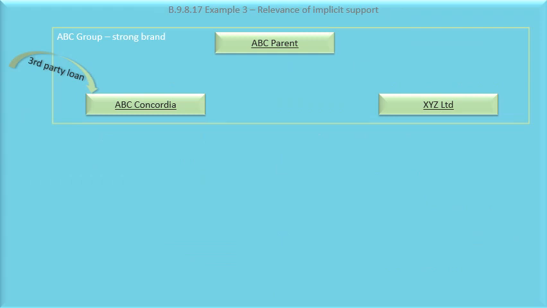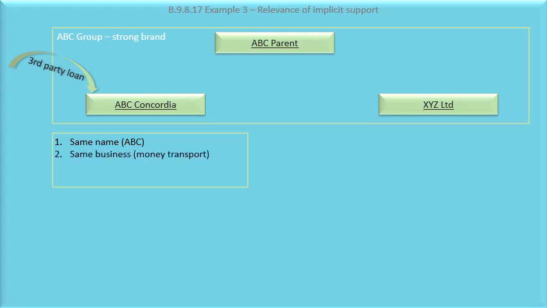The next UN example, we have a group called the ABC Group. They are in money transport and they've got a very well-established, strong brand. You've got ABC Parent, ABC Concordia, and XYZ Limited. Now, ABC Concordia has a third-party loan, and ABC Concordia is in a bit of a strange country and running into trouble. And now the issue is, what is the effect of implicit support on the group reputation? If ABC Concordia defaults on the third-party loan, the issue is that ABC Concordia has the same name as the ABC Group, and that is going to hurt.